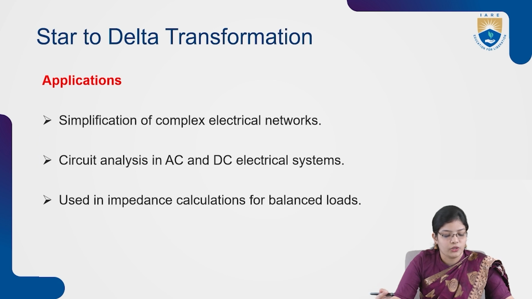So first we are going to know what the applications of star to delta transformation are. First application is simplification of complex electrical networks. To simplify a complex network, we'll be using the star to delta transformation. The second one is circuit analysis in AC and DC electrical systems. And the third one is impedance calculation for balanced load. So these are the three applications of star to delta transformation.